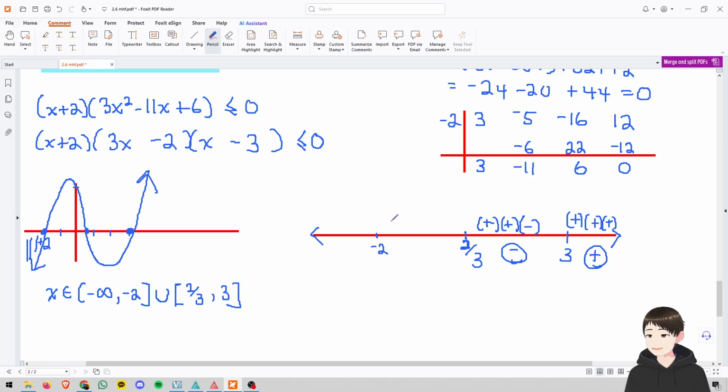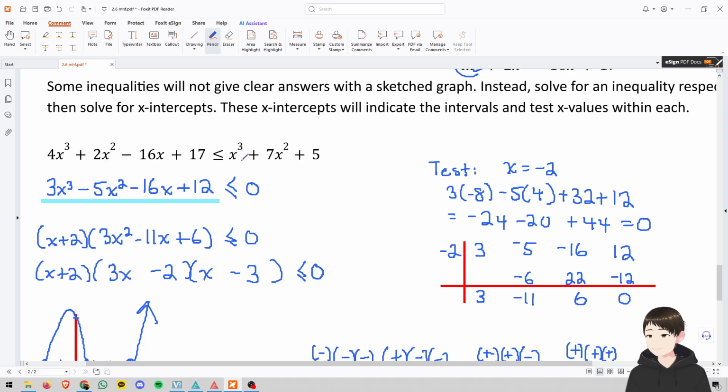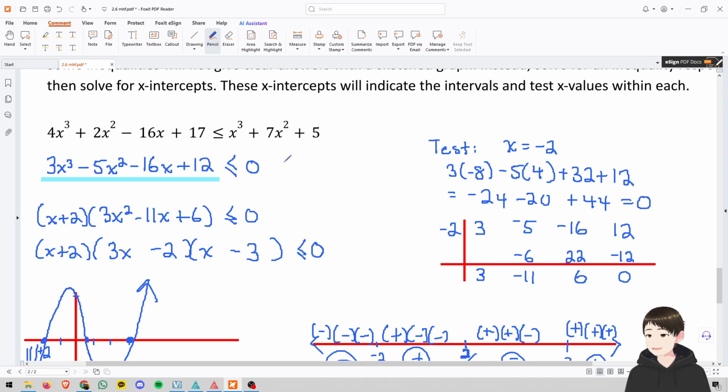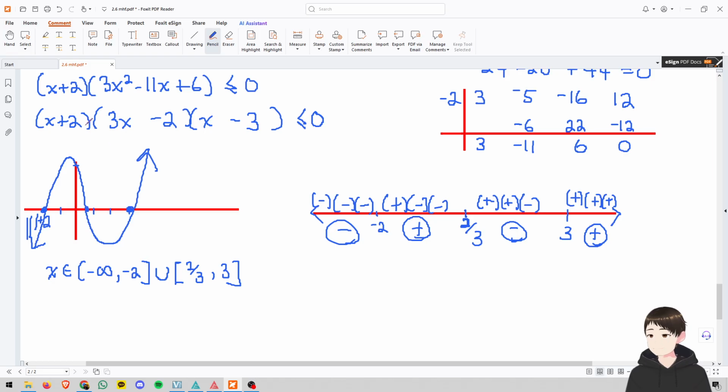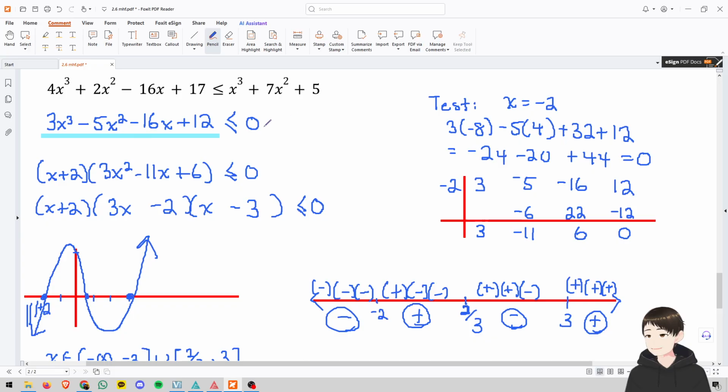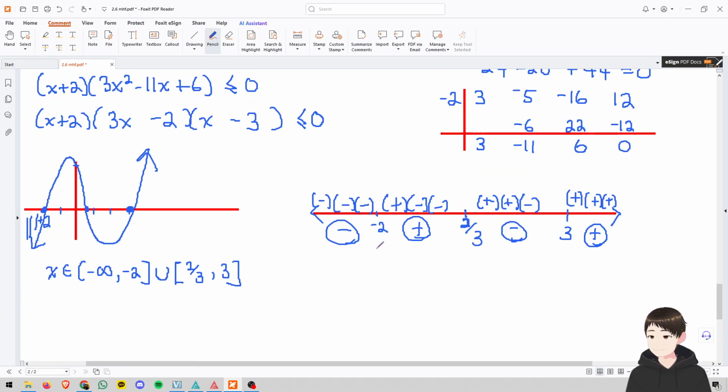Number between 0 is the easiest. Positive, negative, negative. That's a positive. A negative 1 million would give me a negative times a negative times a negative. It would be negative. So using this, the left function would be less than the right function when this is less than a 0, which means x belongs to negative infinity, comma, negative 2, square bracket, union, square bracket, 2 over 3, comma, 3.